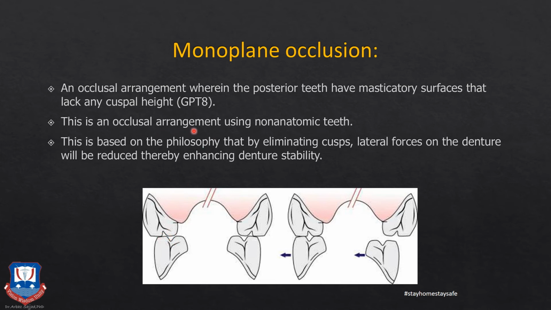This is an occlusal arrangement in which we use non-anatomic teeth or monoplane teeth or 0 degree teeth. This is based on the philosophy that by eliminating the cuspal incline, the lateral forces on the denture will be reduced, thereby enhancing the stability of the denture, especially in poor or extremely resorbed residual alveolar ridges where you don't have any vertical walls of the ridge to prevent the lateral movement of the dentures to begin with. So this is not an ideal occlusal scheme, but in certain situations, we prefer to use monoplane occlusion.